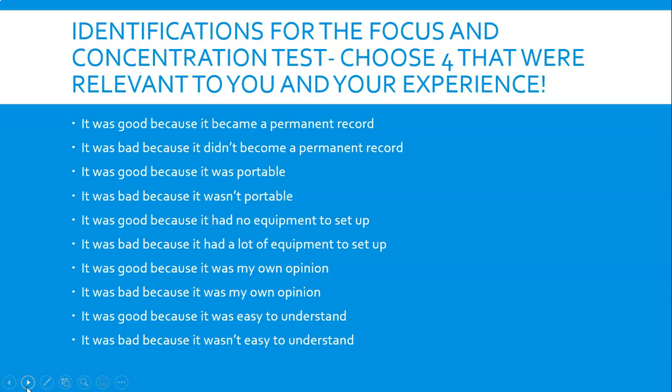Now, some of them are good and bad, and they're flipped, so you can't use "it was good because it was a permanent record" and also use "it was bad because it didn't become a permanent record." That would be flipping your answer. So it has to make sense. If you're saying something's good, it must stay good. That doesn't mean that some parts of it weren't bad and some parts of it weren't good. You just can't flip what you've said.